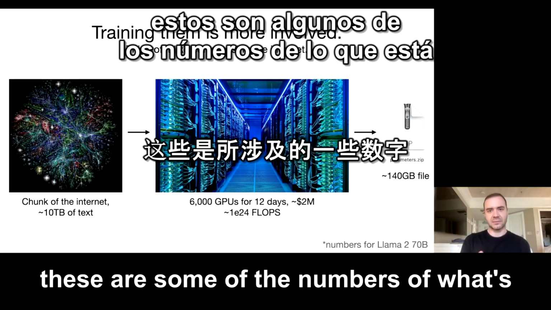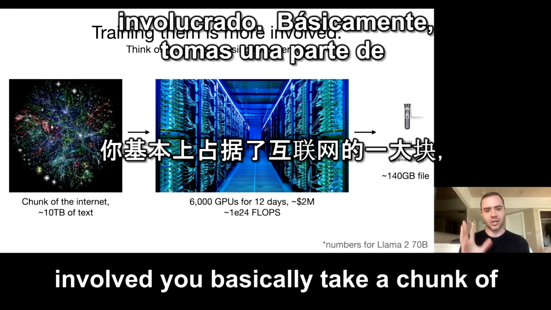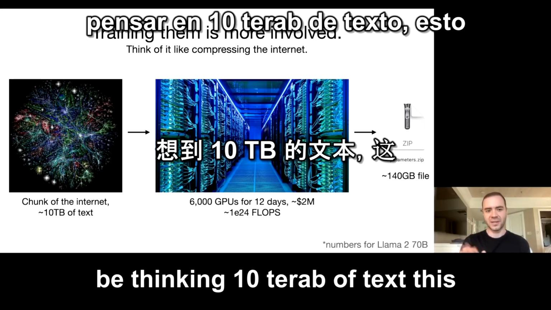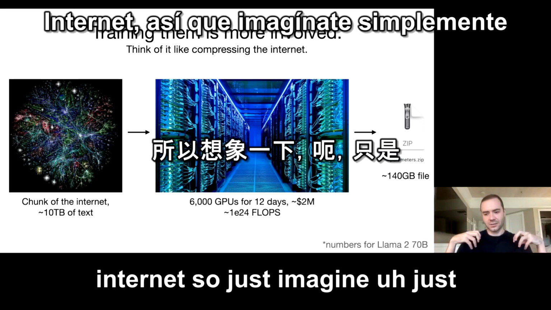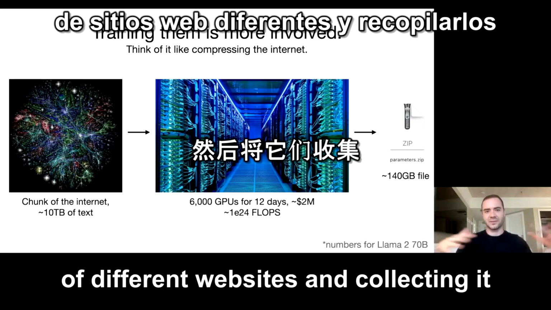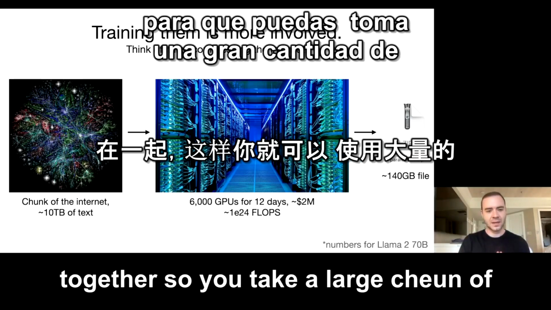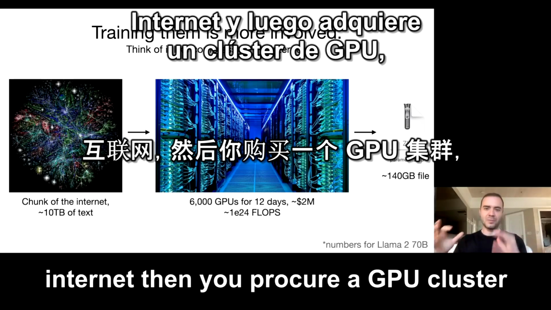These are some of the numbers of what's involved. You take a chunk of the internet that is roughly, you should be thinking, 10 terabytes of text. This typically comes from a crawl of the internet. Just imagine collecting tons of text from all kinds of different websites and collecting it together. So you take a large chunk of internet, then you procure a GPU cluster.